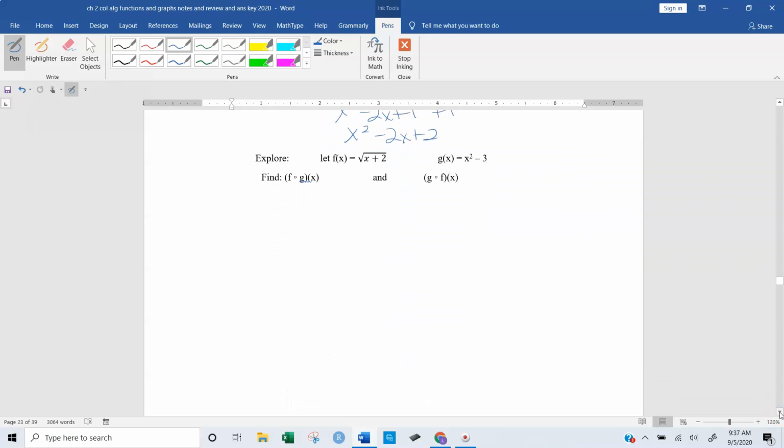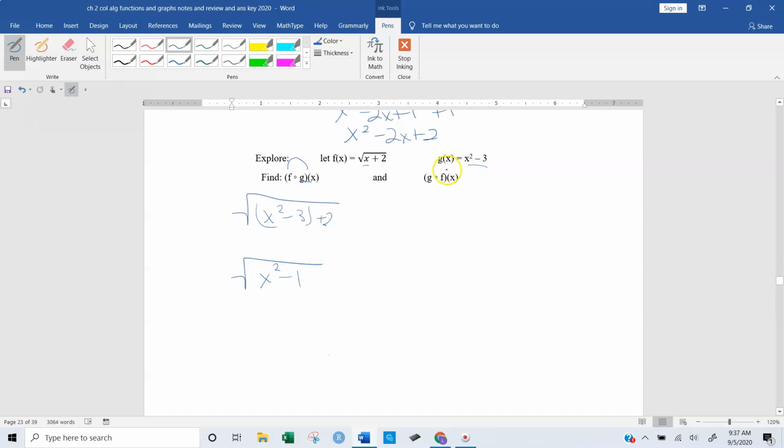Okay, a little bit harder. Let's try this here. Pause and give it a shot. So here the g goes into the f. So I'm going to take x squared minus 3 and plug it into this x. So this gives us the square root of x squared minus 3, in for the x, plus 2, which is truly the square root of x squared minus 1.